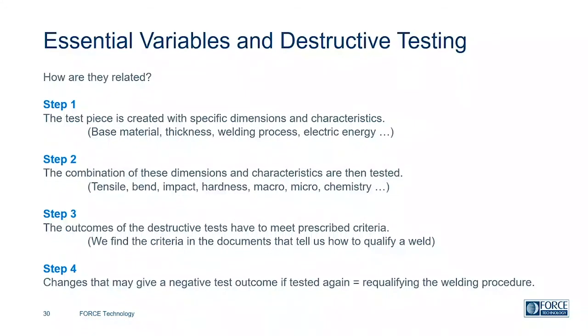So how is it related? The test piece is created, it's welded with specific characteristics. Those specific characteristics are then tested and the results are recorded. And those results are used for the procedure qualification. So if we go and change any of those variables later on, it could have a negative effect, and then we need to requalify it.